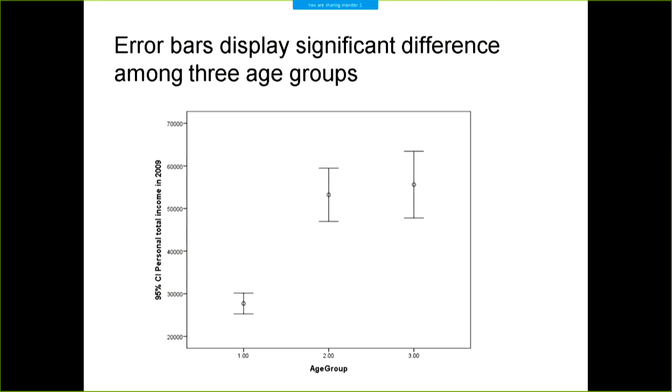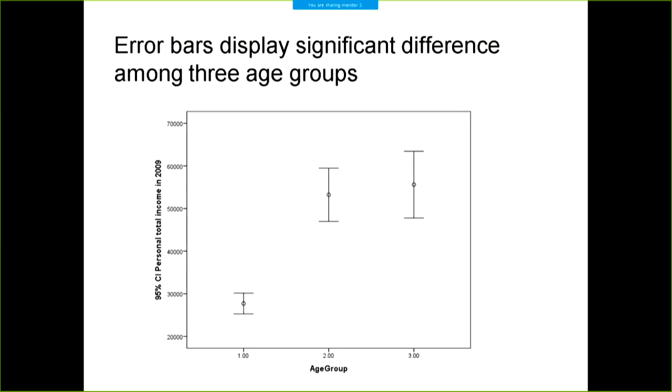Okay, there's no overlap of the confidence interval of group 1 with groups 2 and 3, but there's overlap between groups 2 and 3, the middle age group and the old age group here. We can run SPSS and check the multiple comparison there, and it shows that there is significant difference between those pairs, and no significant difference between those 2 pairs here.